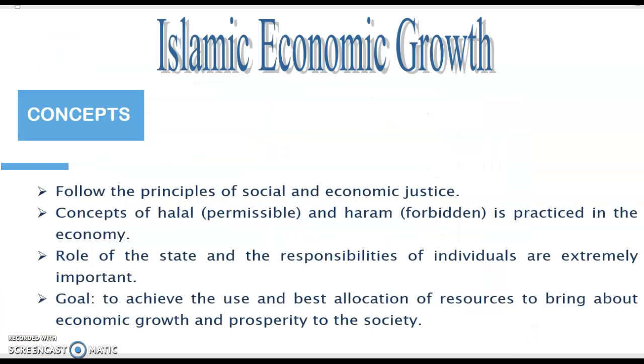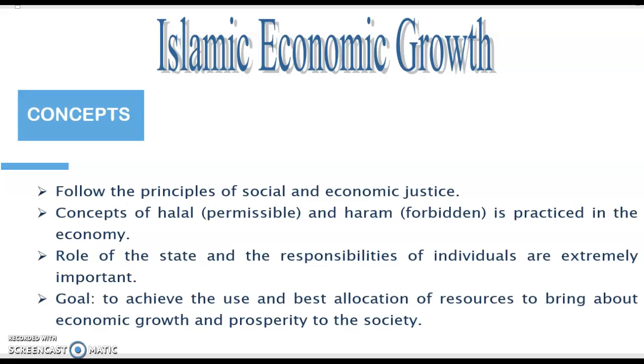In the earlier lectures, I have mentioned that there are two perspectives. First is the conventional and second is the Islamic perspective. Now let's take a look at what is meant by Islamic economic growth and also Islamic economic development.